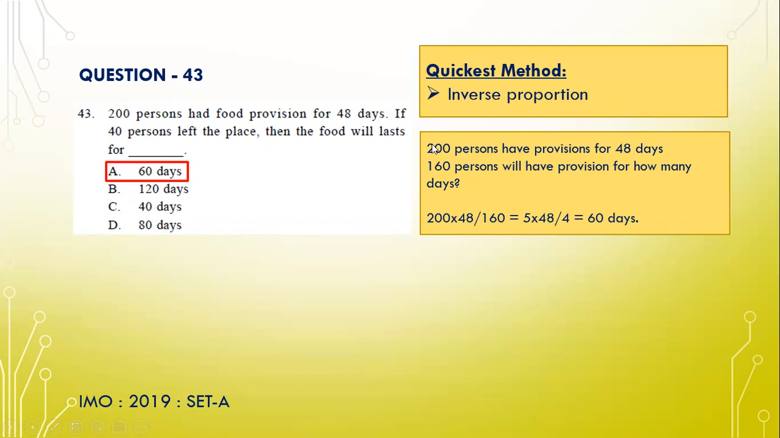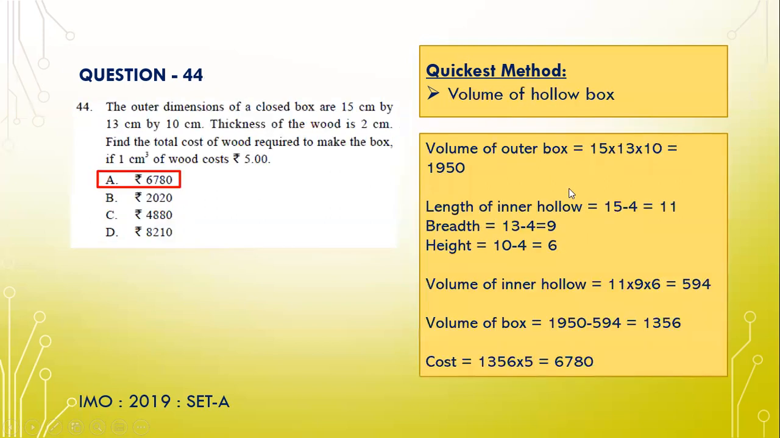How many more days? It is inverse proportion. It is 200 into 48 divided by 160, isn't it? So 200 into 48 divided by 160 is 5 into 48 divided by 4, because 4 5s are 20, 4 4s are 16, and the 0s get cancelled. So 5 into 48 upon 4: 4 12s are 48, and 12 into 5 is 60. So for 160 persons, the provisions will last for more days. How many days? It is 60 days.